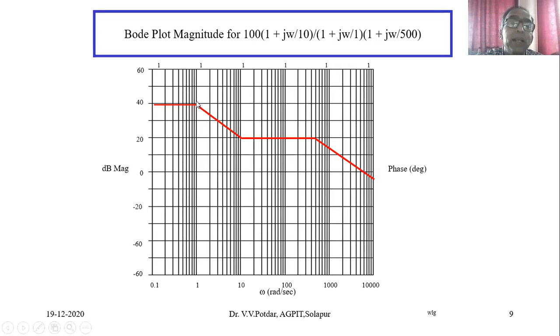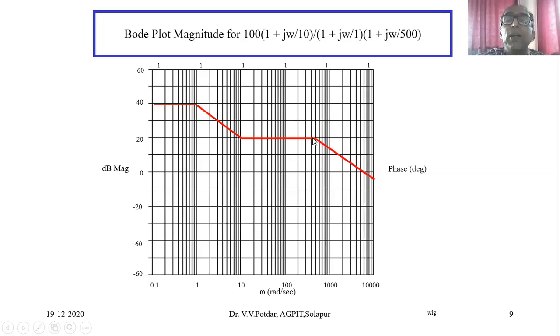Are you getting this point? This is a straight line with minus 20 decibel per decade slope for the simple pole, and then for the simple zero, a straight line with slope of plus 20 decibel per decade. So minus 20 decibel plus 20 decibel, the slope becomes zero. That's why it is a straight line starting from the second corner frequency of 10 up to the next corner frequency, that is 500. So it will be a straight line of net slope of 0 decibel per decade up to 500 radian per second.